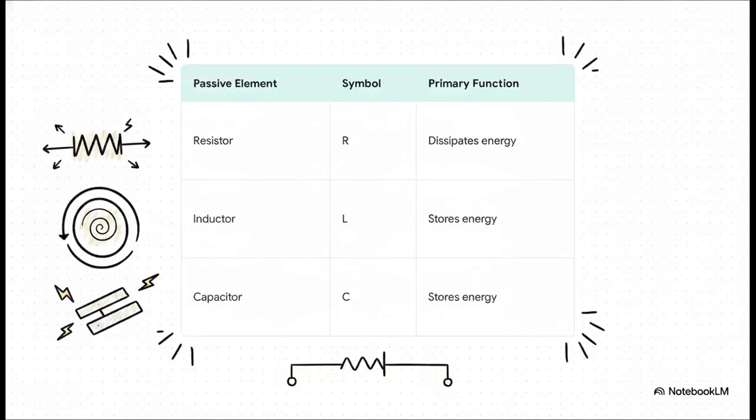Now, if we zoom in on that passive family, there are three fundamental characters you're going to run into in almost every single circuit. First up is the resistor, which we symbolize with an R, and its whole job is basically just to dissipate energy.